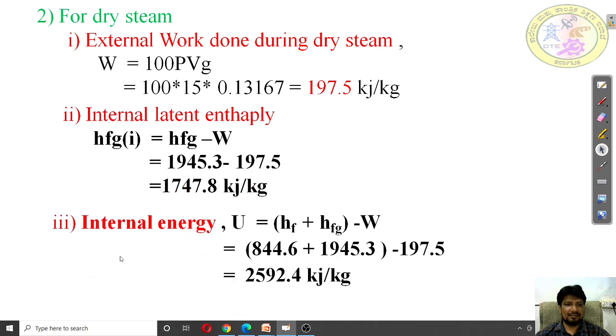Now finally calculate the internal energy. Internal energy is nothing but Hg minus W. Hg is the sum of Hf plus Hfg. So Hf from the steam table values and Hfg also from the steam table values, minus this work done. After calculation of this, you will get 2592.4 kilojoules per kg.